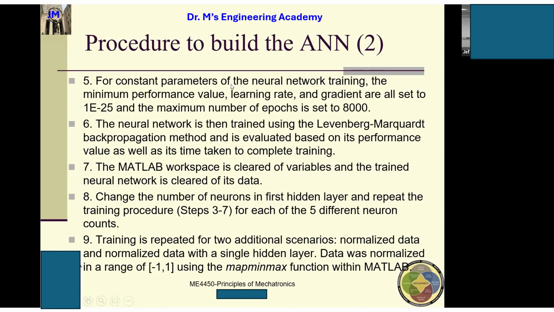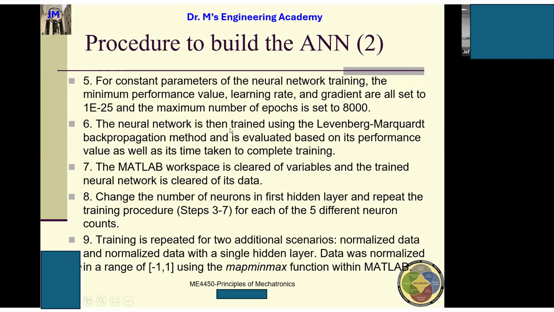For the constant parameters of neural network training, the minimum performance value, learning rate, and gradient are all set to 1e-25. This is very, very small, okay? I want you to use this one to facilitate my grading. I want all groups to use this as a criterion for your ANN training. The maximum number of epochs is set to 8,000.